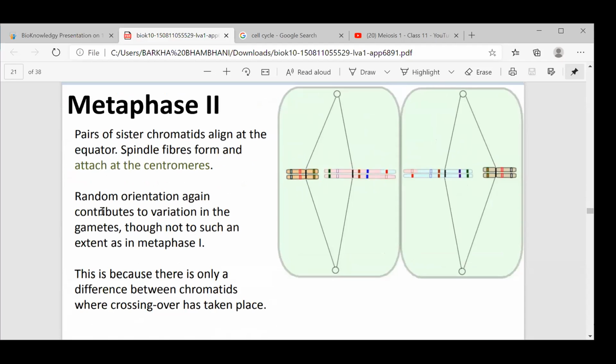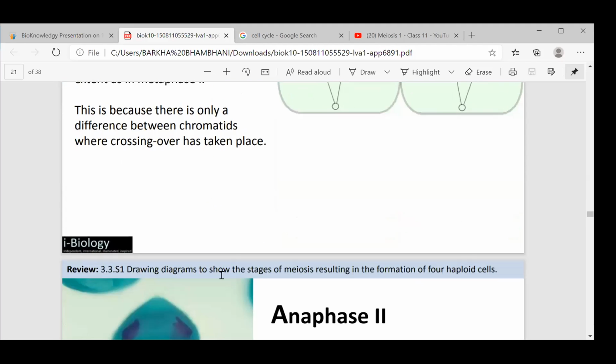Random orientation again contributes to the variation in the gamete, though not to the extent of metaphase 1. There's not much random orientation because the possibility is less over here. Over there, the possibility was high because there were many chromosomes present. But here the possibility is a little less because the number of chromosomes has reduced, because there are only sister chromatids present. So there's only a difference between chromatids when crossing over is taking place.